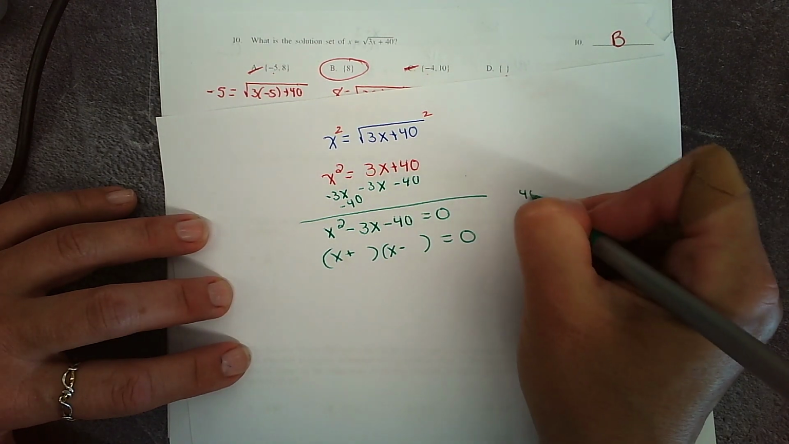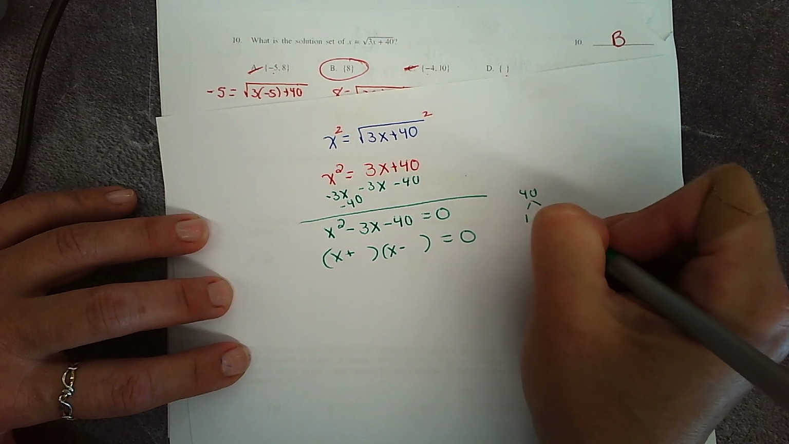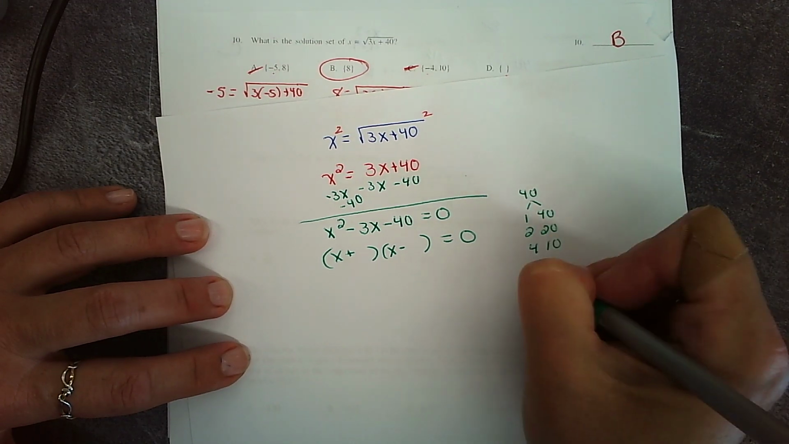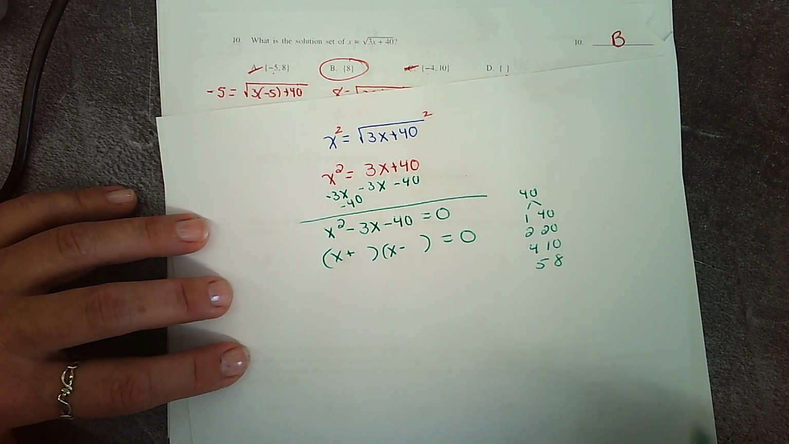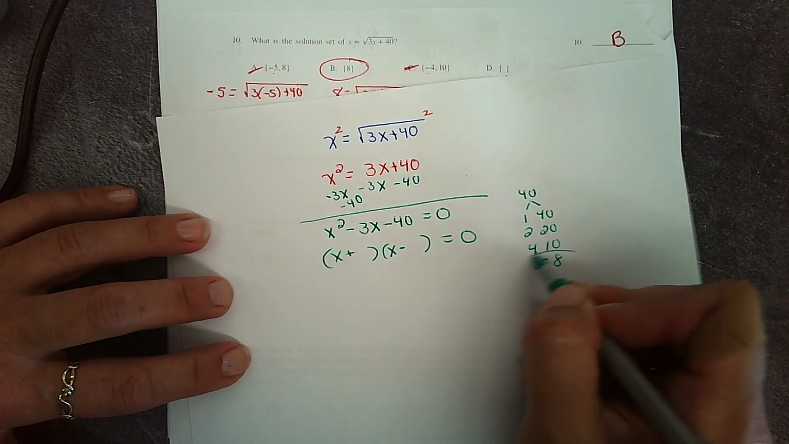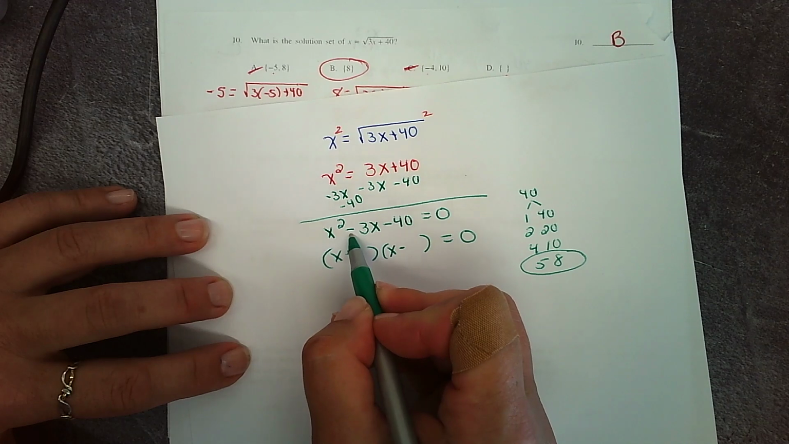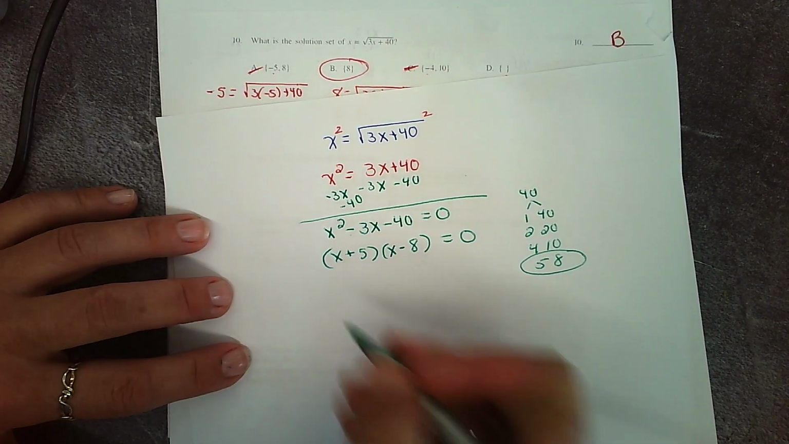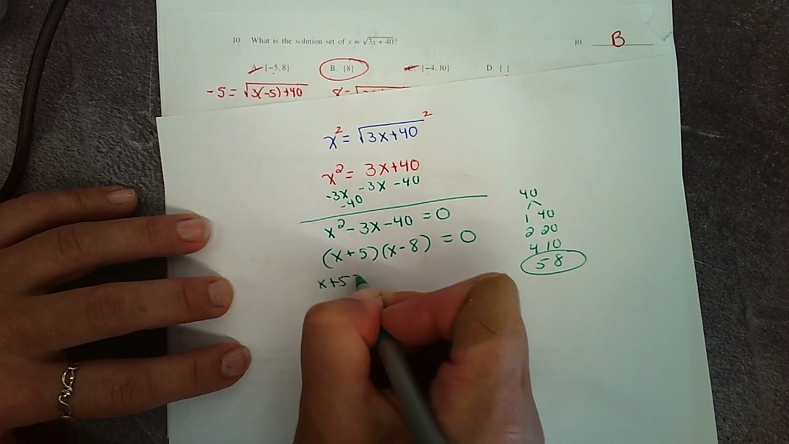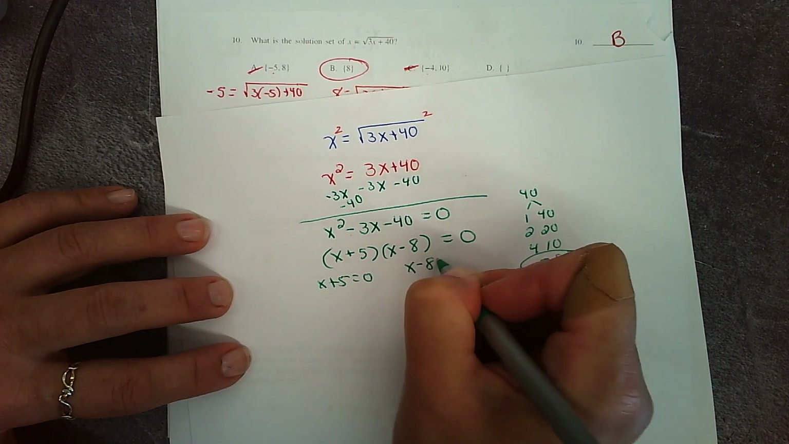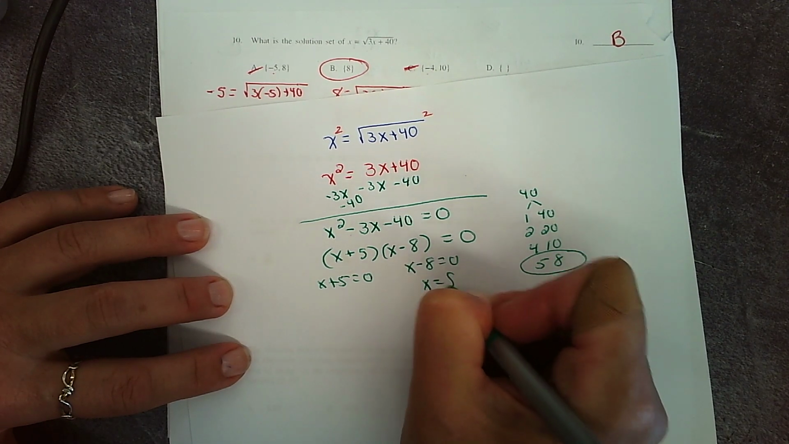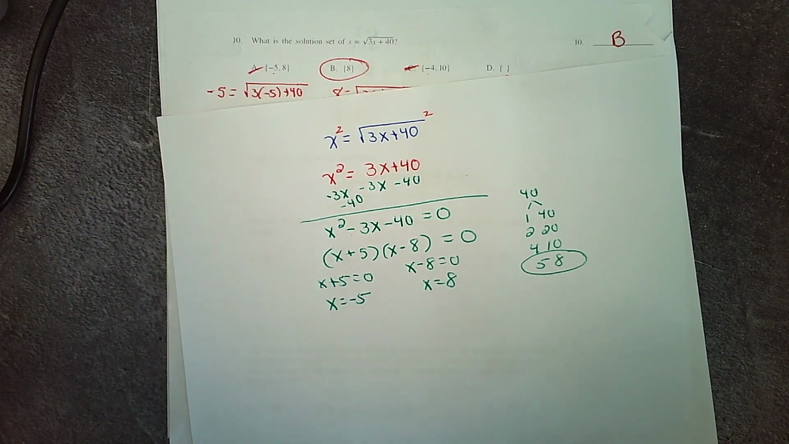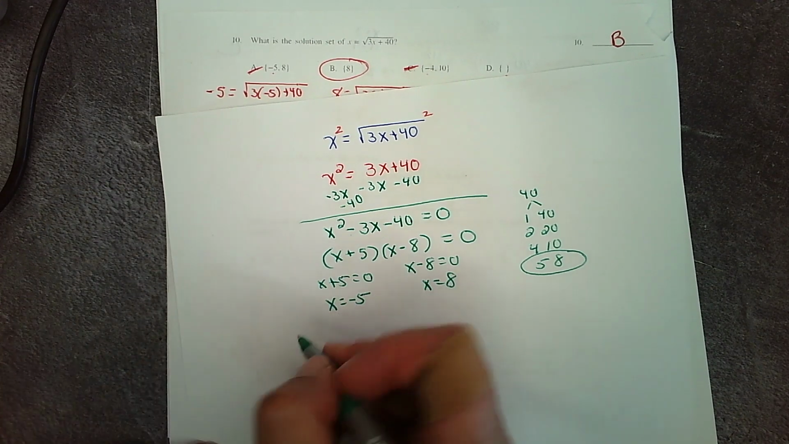Now, what are all the things that multiply to be 40? 1 times 40, 2 times 20, 4 times 10, 5 times 8, right? And which one can make a 3? Okay? The bigger number goes with the first sign. So that would be 8 and 5. Then you set each piece equal to 0. This would make x equals 8, and then x equals -5. And this is where you'd still have to do the check.